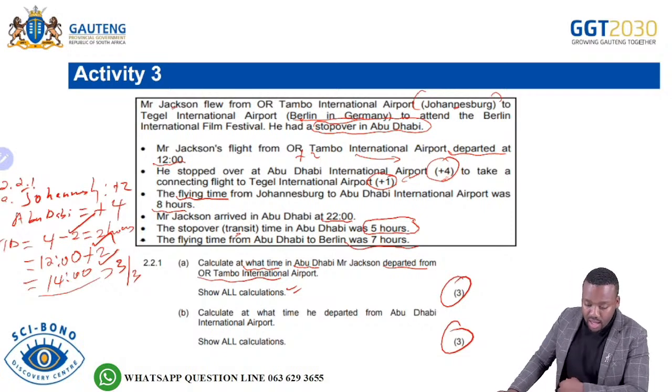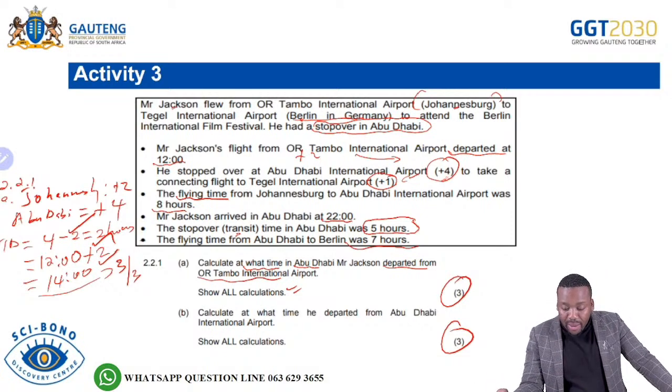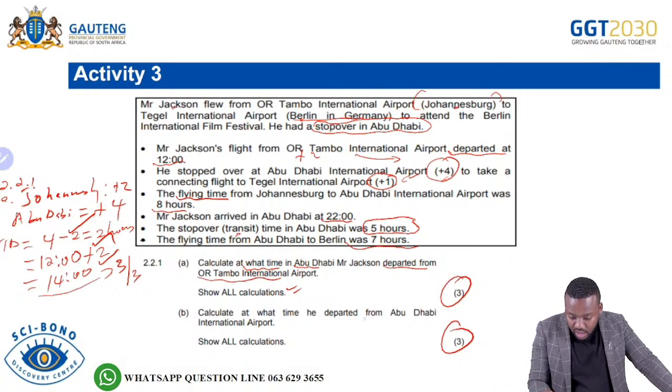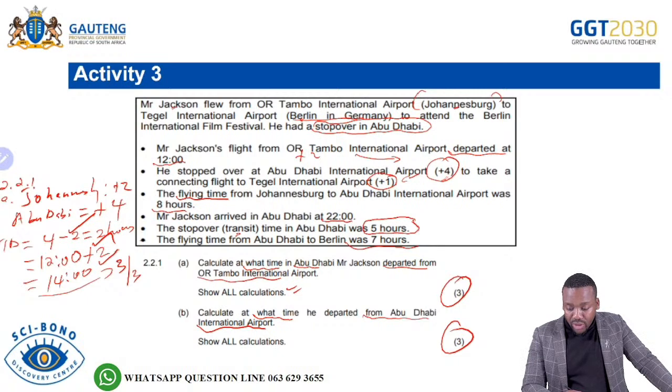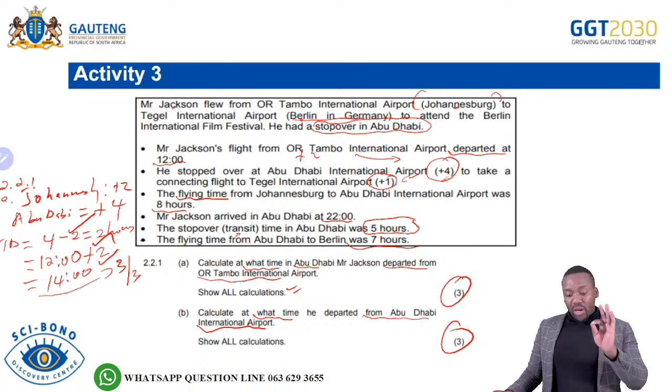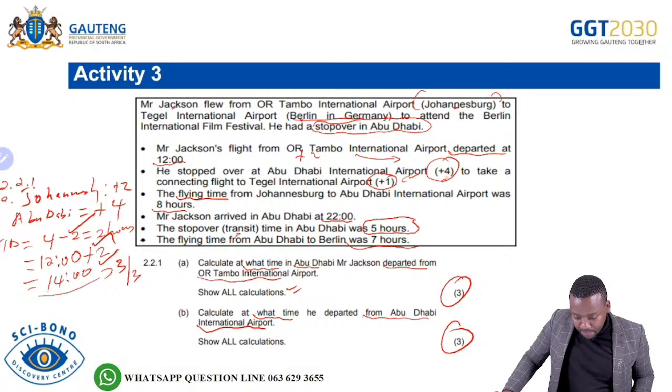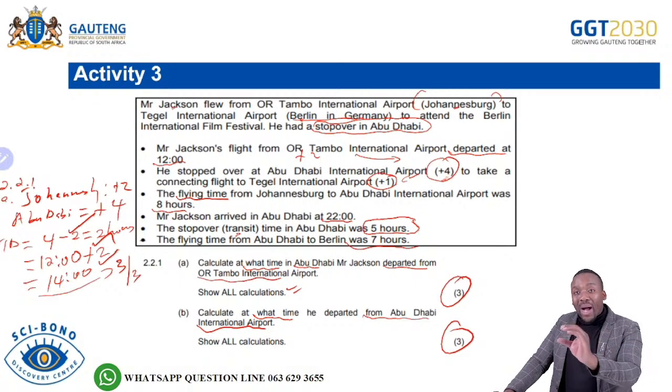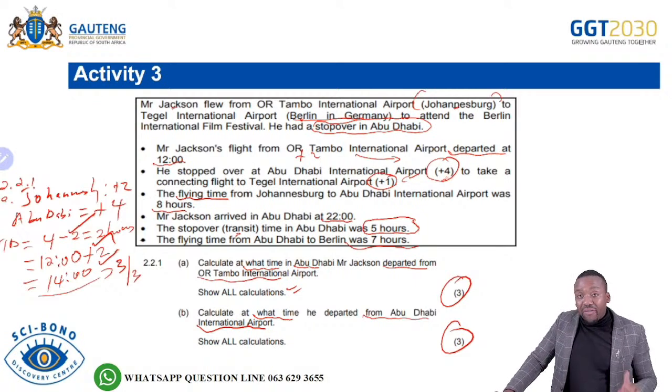Then B, calculate at what time he departed from Abu Dhabi International Airport. I'm going to give you 2 minutes to answer that next question so that when we come back, we answer. Remember, we are using the same statement there above. Remember the connecting flight and the stopover and so on. I'll see you in 2 minutes.